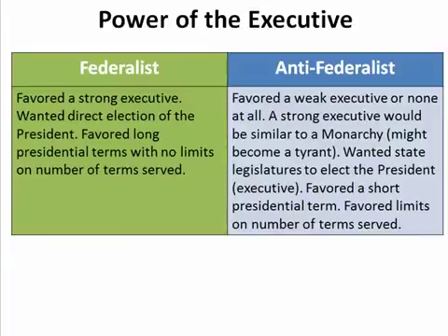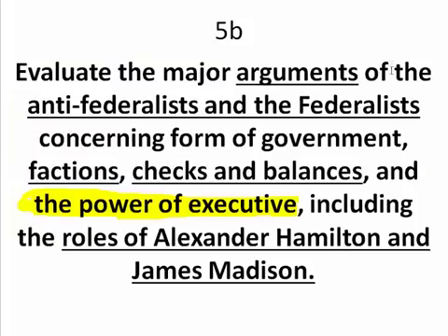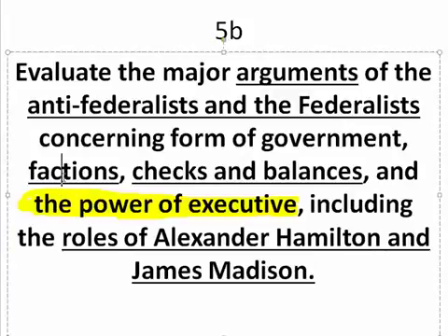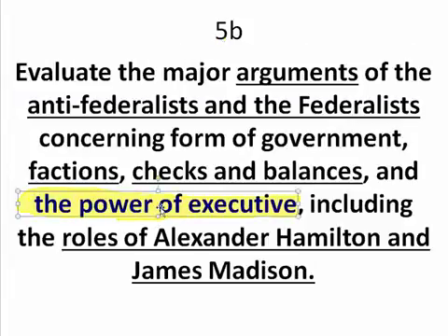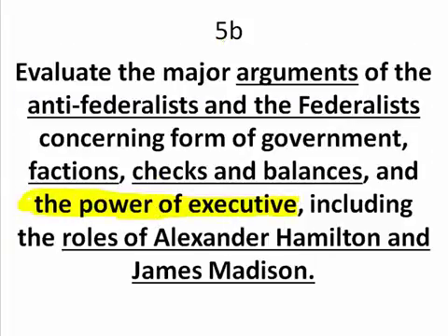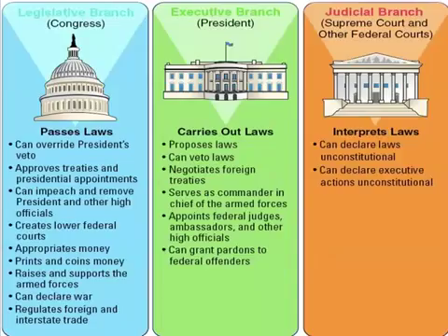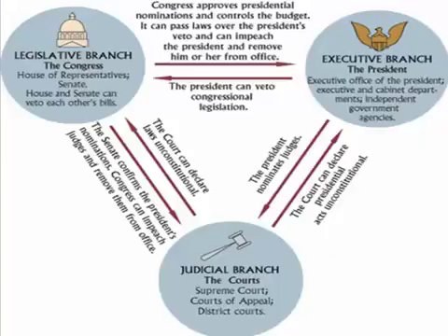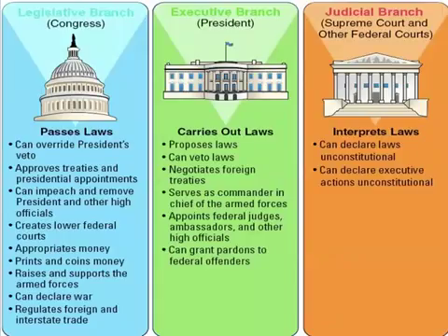So, did we meet our objective, evaluate the major arguments of the Anti-Federalists and Federalists concerning the form of government? Yeah, republic, large republic. Factions, these interests, these political parties. Checks and balances, how do you keep one branch from becoming too powerful? The power of the executive, and we talked about the roles of Alexander Hamilton and James Madison. So where do we get this idea of separation of powers and checks and balances? Where did James Madison get these ideas?